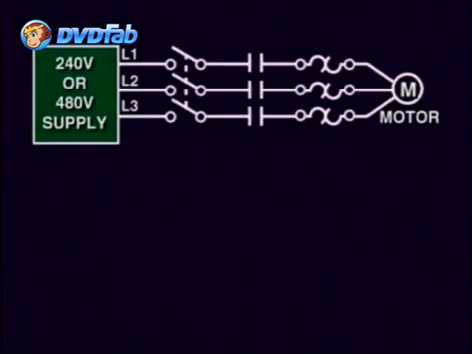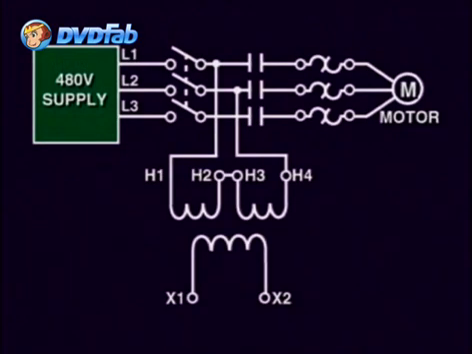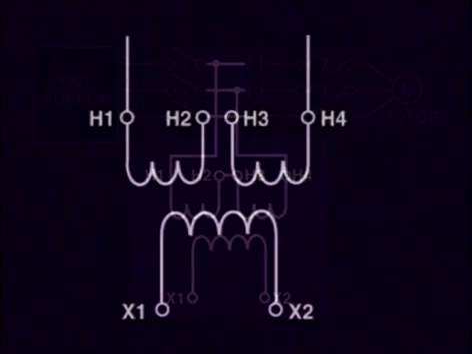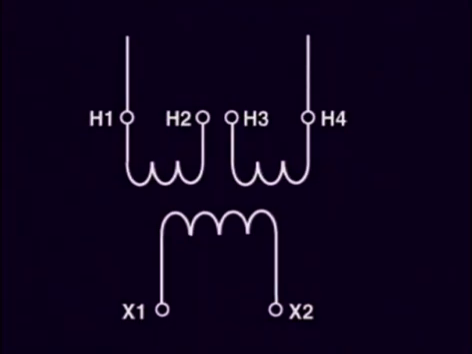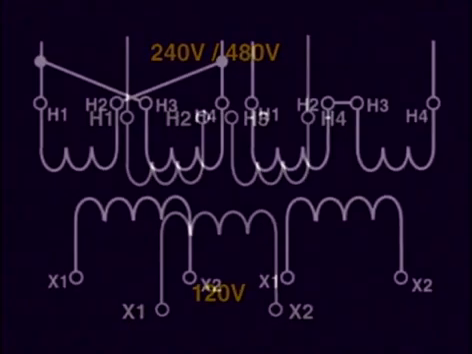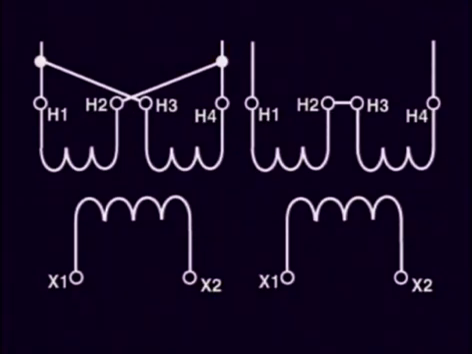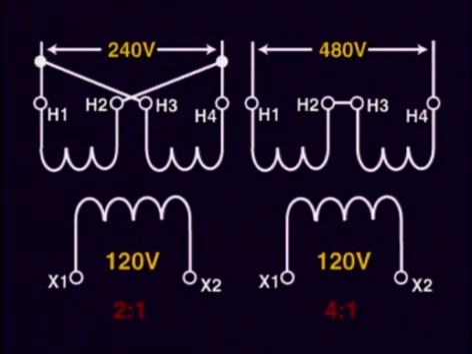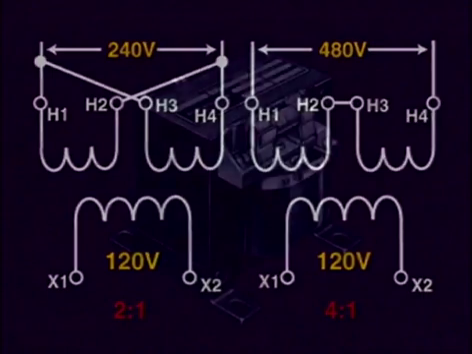However, a lot of times what is done is to reduce the load supply voltage for use in the control circuit using a control transformer. These transformers have dual primary voltages of 240-480 volts with secondaries of 120 volts. Depending on how you connect the primary section, you will be able to transform 240 volts to 120 volts or from 480 volts to 120 volts, a 2-to-1 and 4-to-1 ratio respectively.